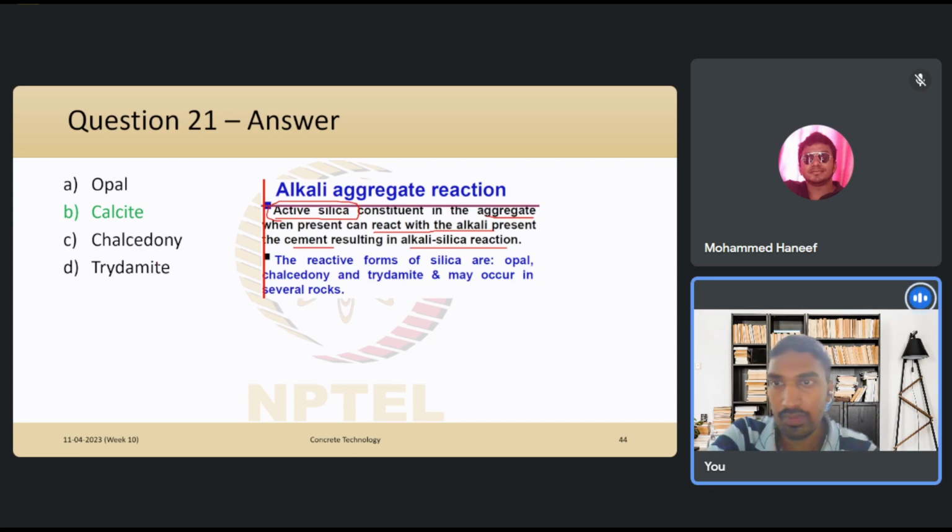So we have different types of aggregate, and if it has to have no effect on the AAR reaction, it should not have this silica which is reactive. So we saw examples of these different forms, which are opal, chalcedony, and tridymite. These contain the reactive silica in them, and therefore these will participate in the alkali reaction. Right? So it is calcite which does not have this active silica, and therefore it will not participate in that reaction. Therefore, the right option is B. It is calcite.